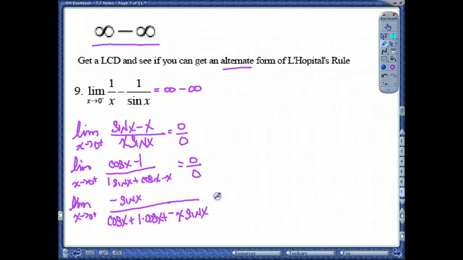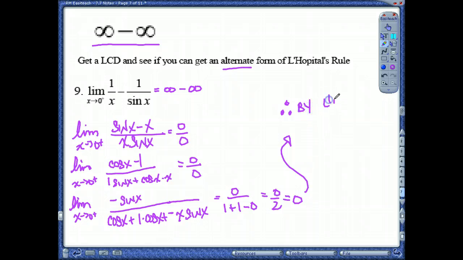When I put 0 in again, I'm going to get the sine of 0, still 0. I get the cosine of 0, which is 1. Again, I've got it. And then I get my minus 0. So I get 0 over 2, which is just 0. Okay. And therefore, by L'Hopital's rule, the original limit has to equal 0. Okay?